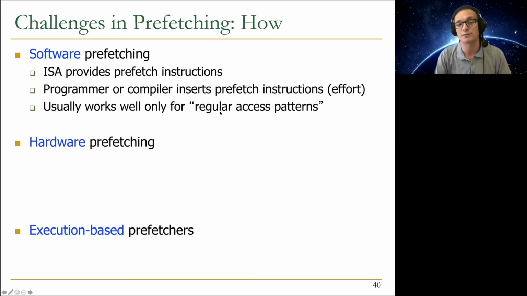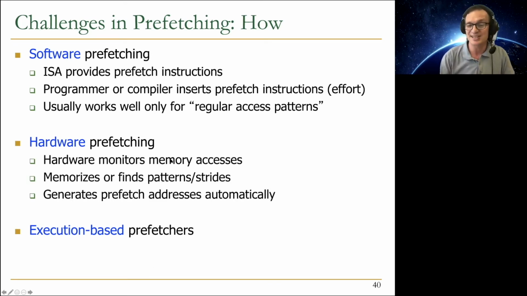Usually this works well for regular access patterns like array accesses, as we discussed in vector processing, SIMD processing, right? But it's much harder to make it work well for irregular access patterns like linked data structures, for example, or graph traversals where you don't have a regular access pattern. So for random access patterns, you can forget about this sort of prefetching, and maybe you can forget about prefetching at all, except execution-based prefetching can be very helpful for random access patterns because you're actually executing the program, as we will see.